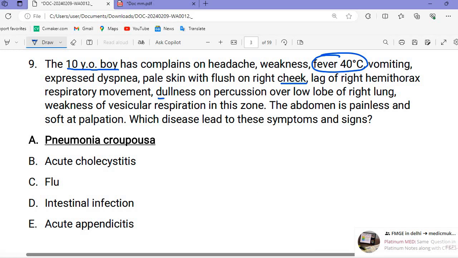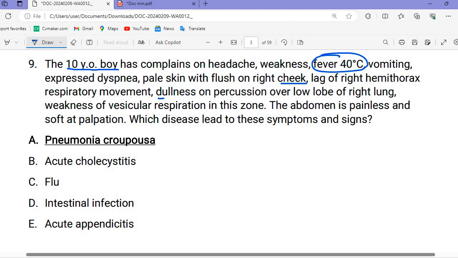See, if you don't know anything, what will you mark as the answer? Can you mark this answer as acute appendicitis? I hope not, because there is nothing about appendicitis.